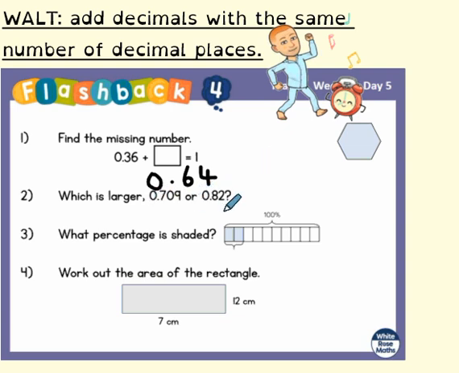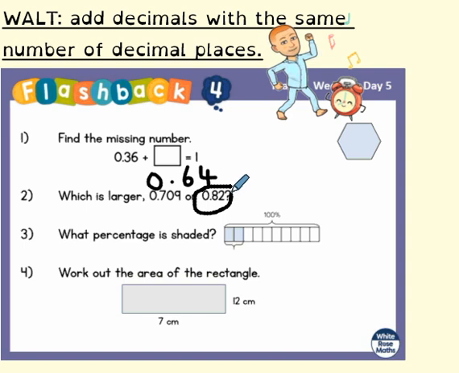Number 2, which is larger, 0.709 or 0.82. When comparing decimals, I look at the highest value column first, which in these two numbers is the ones column. They both have an equal value of 0 in the ones column, so I look at my tenths column, the next highest value. I've got 7 tenths here, I've got 8 tenths here. So which is larger, 0.709 or 0.82?